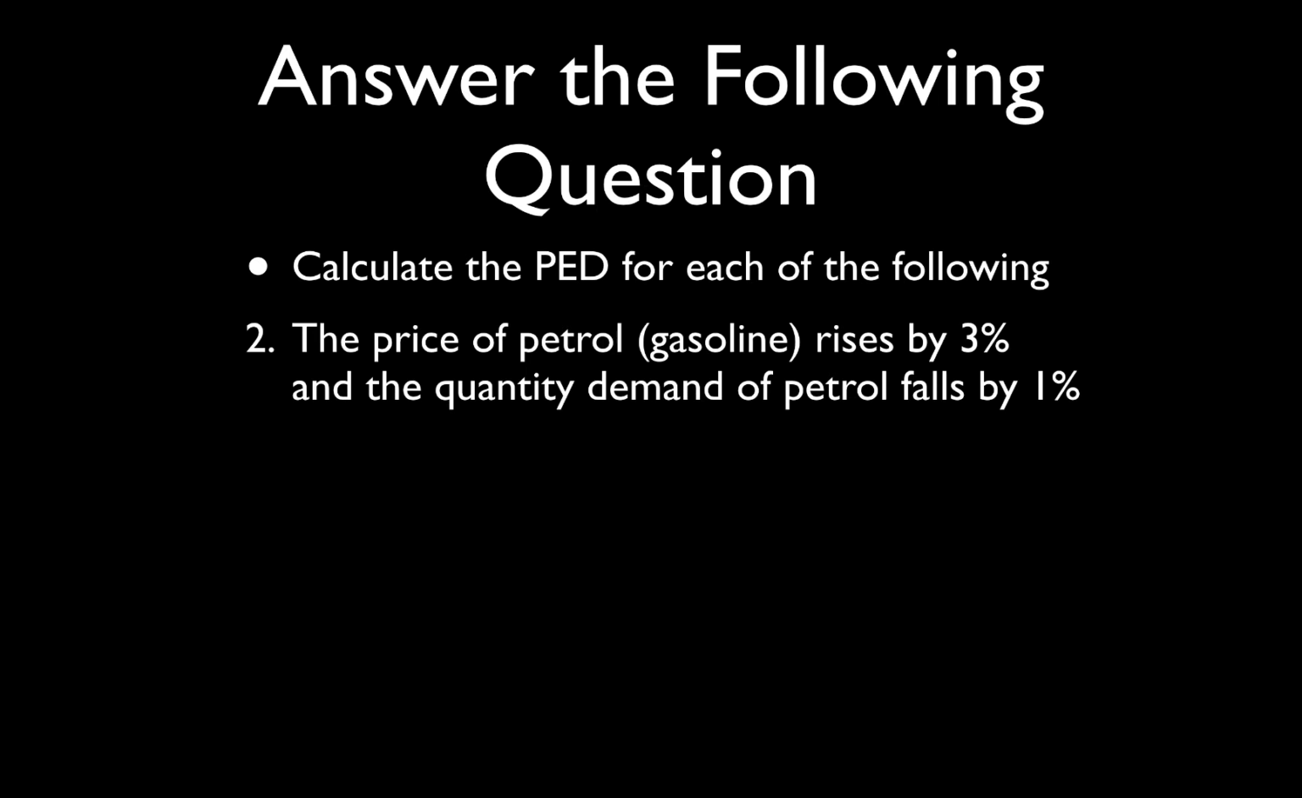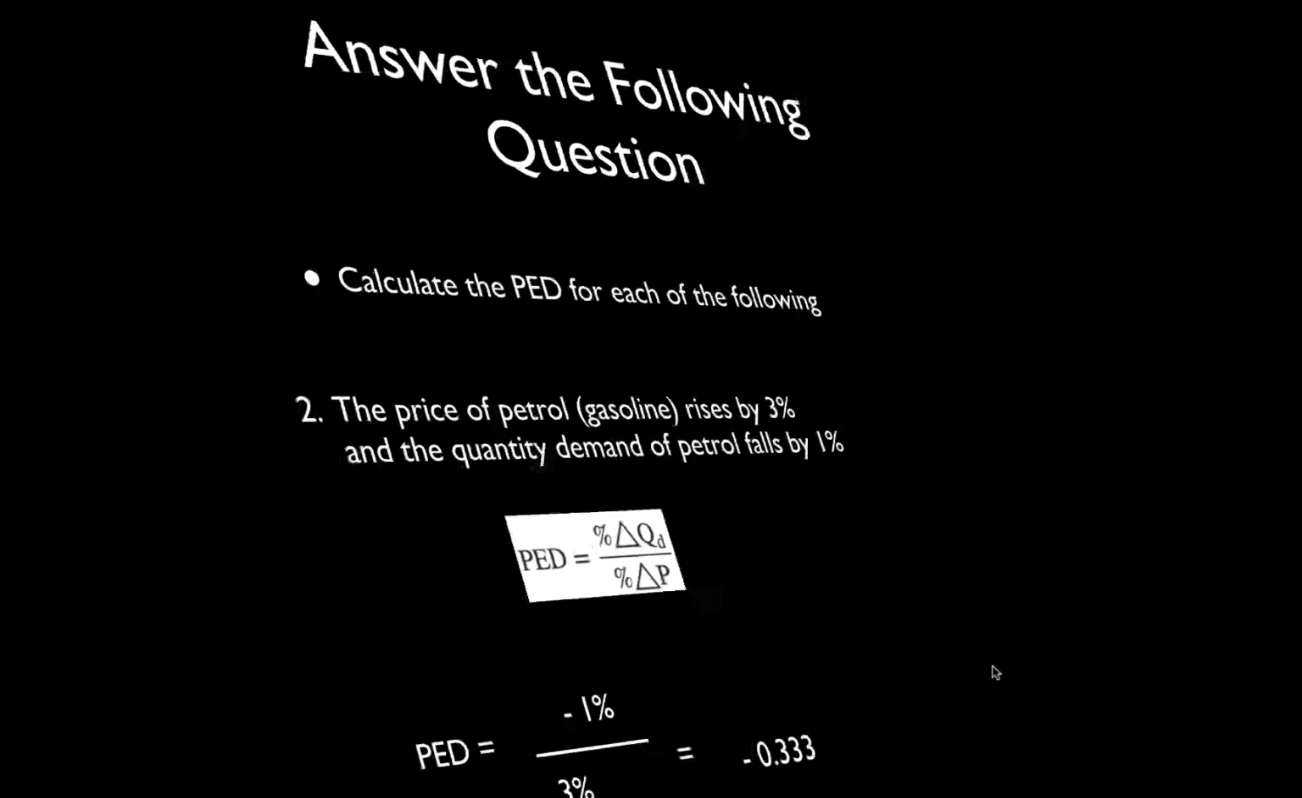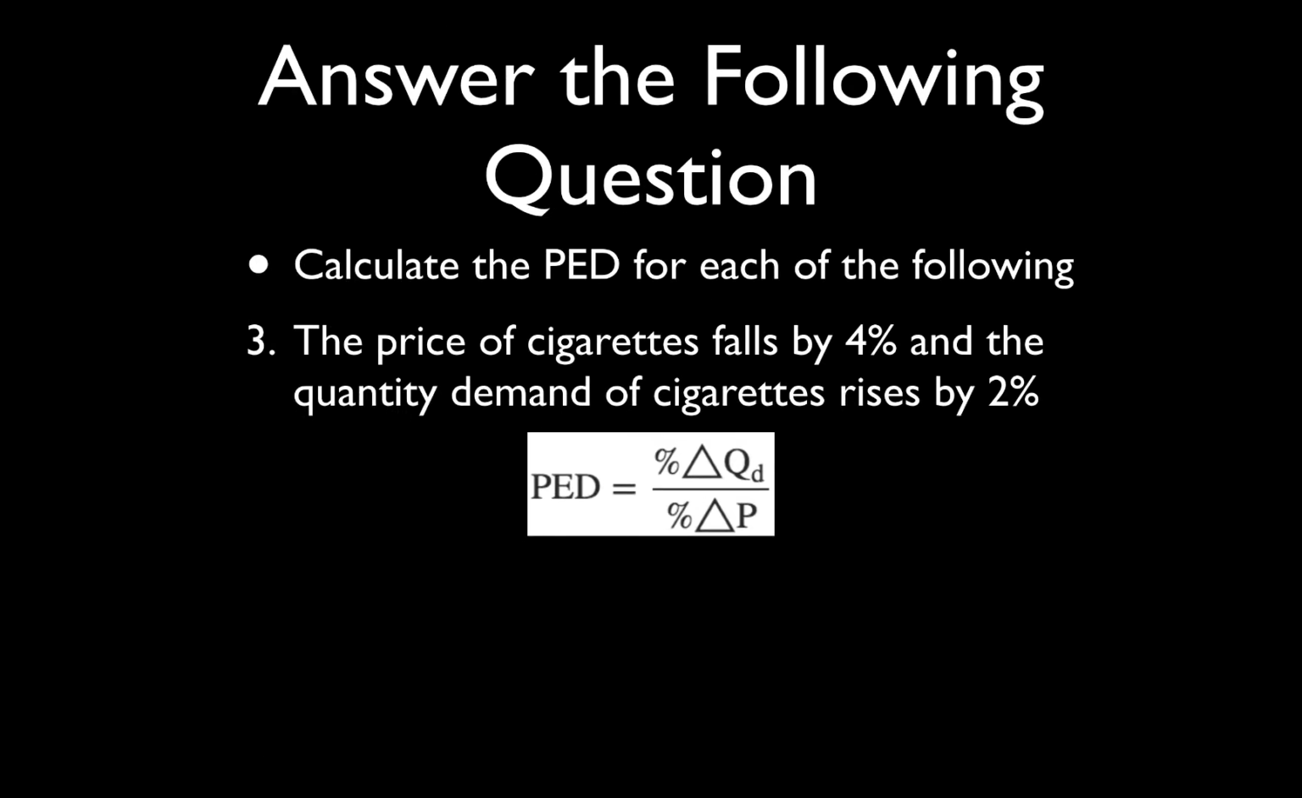The price of petrol, or gasoline or gas or whatever you want to call it for wherever you're from, rises by 3%, and the quantity demanded of petrol falls by 1%. So what is the formula? Percentage change in quantity demanded divided by percentage change in price. Well, what was the percentage change in quantity demanded? The quantity demanded of petrol falls by 1%, so that should be a minus 1, and it is. And the price of petrol rises by 3%, so that's a plus 3, and it is. So therefore the answer is minus 3.333 recurring. Absolutely no problem.